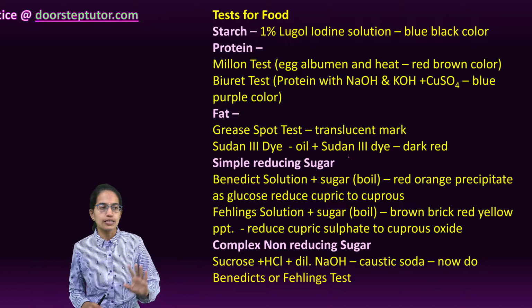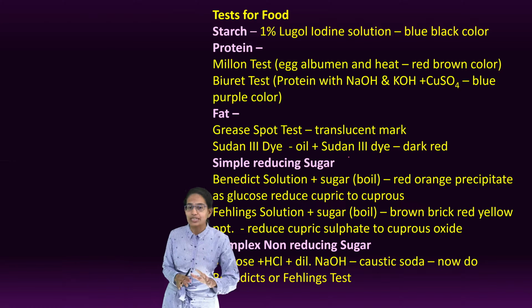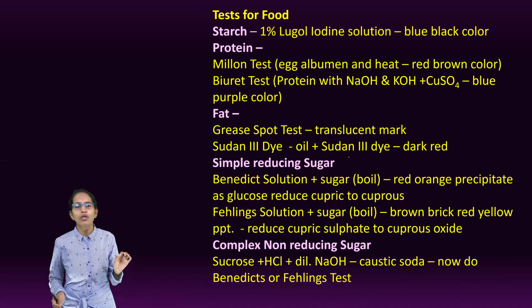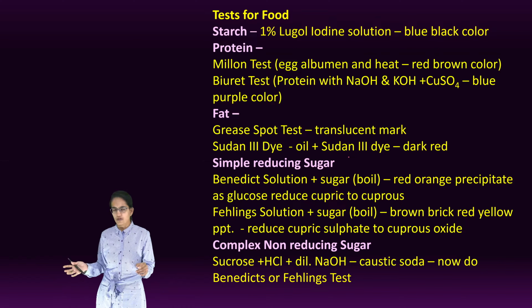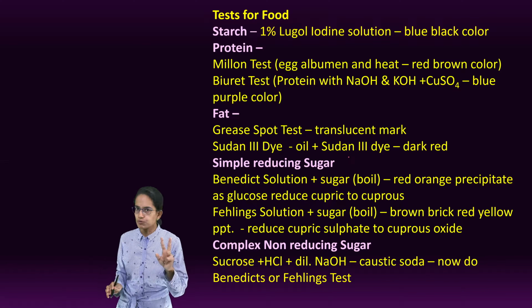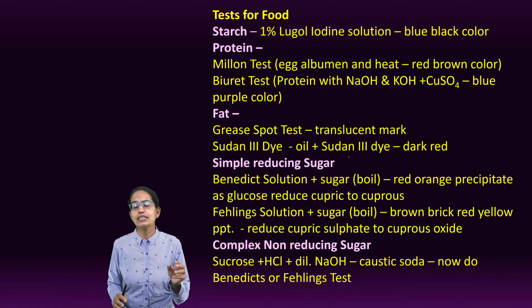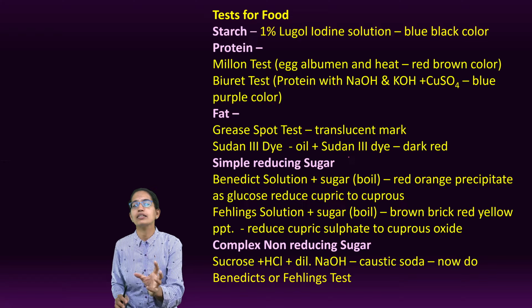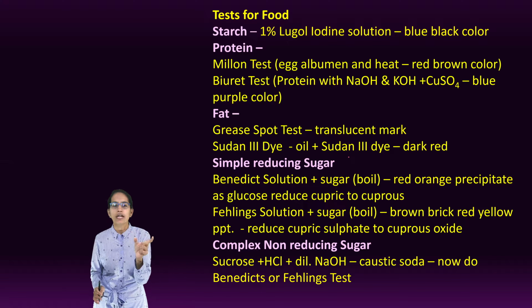So that is important. Now, the most interesting thing for today's lecture is the various tests. How do we test starch? Use 1% iodine solution. If it turns blue-black, it indicates presence of starch. For protein, we have 2 important tests. One is the Millon test and the other is the Biuret test. In the Millon test, when egg albumin is heated, it turns red-brown, indicating presence of protein. It is called the Millon test.